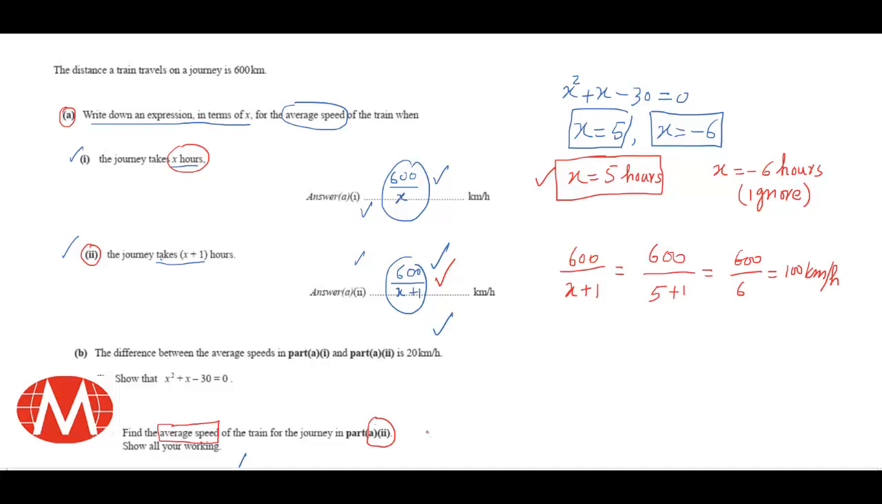So the answer is 100. This answer is 100 kilometers per hour. If kilometers per hour is written in the answer space, no need to write kilometers per hour. If it is not written, then you should write this as well. So this is our solution.